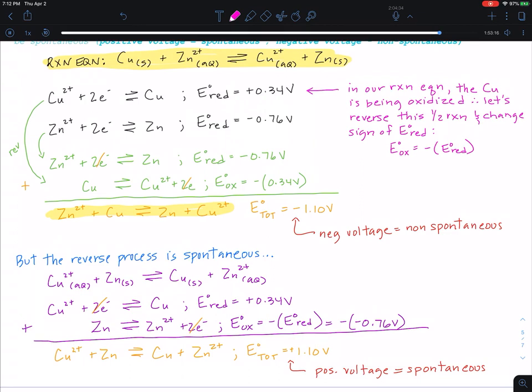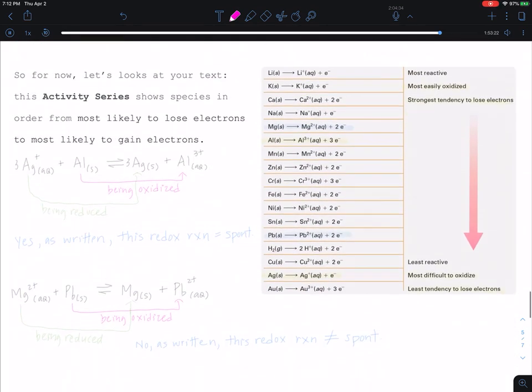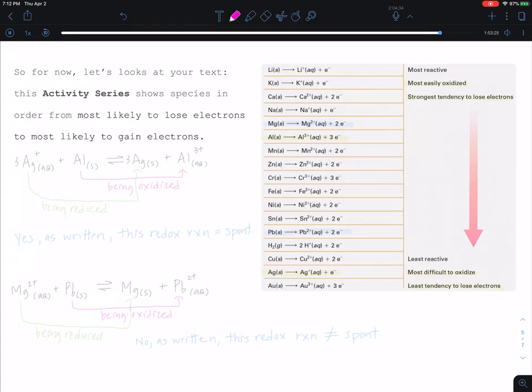I just wanted to show you another way of looking at this, because in your book, what they're going to give you is an activity series. This right here. See this list right here? Look at what they give you. They give you a pile of oxidizing, like all of these things are being oxidized. Notice that? On the reactant side, you see your metal, or a gas or whatever, and on the product side, you see that it's lost electrons. So we're looking at these oxidation reactions, and they're listing them from, and they're calling them most reactive.